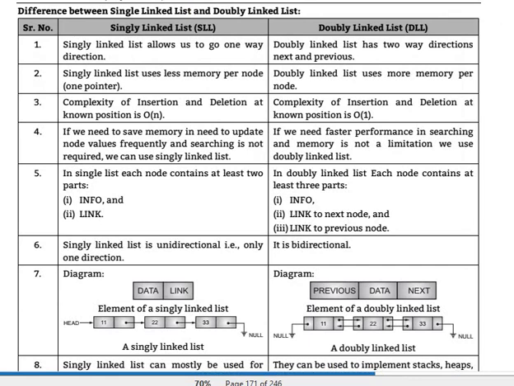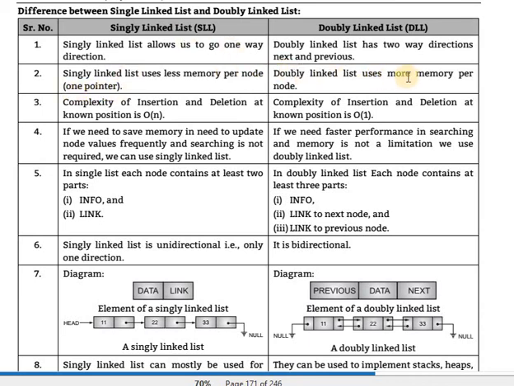Next point, difference between singly linked list and doubly linked list. First difference is that singly linked list allows us to go in one-way direction, in doubly linked list has two-way directions, next and previous. Second difference, singly linked list uses less memory per node, 1 pointer is there.